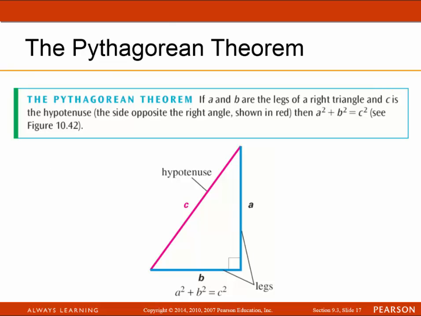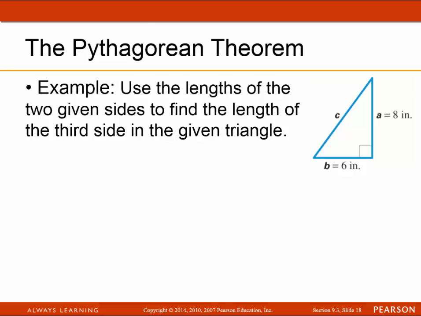The next thing is a theorem that we've all seen, right? So if A, B are legs of a right triangle, and C is the hypotenuse, which is the side opposite the right angle, and here is shown in red, then A squared plus B squared is equal to C squared. So let's use this theorem. Use the length of the two given sides to find the length of the third side in the given triangle.